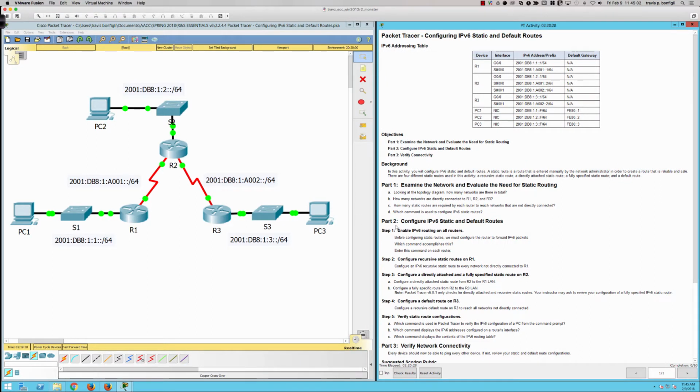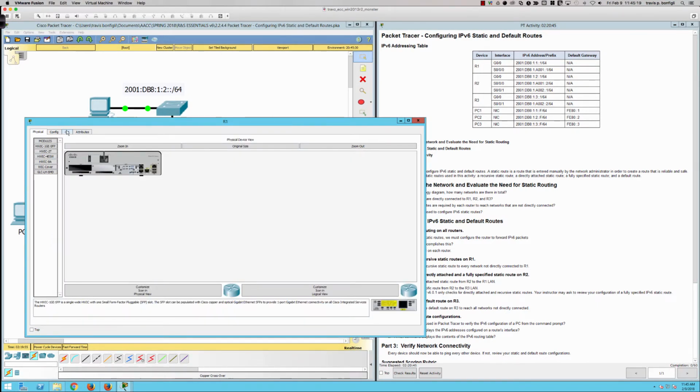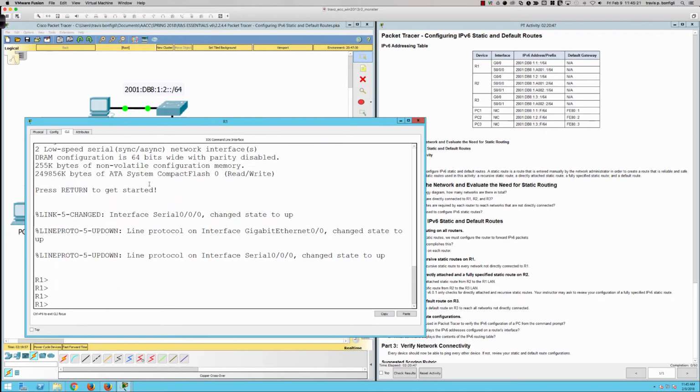So here we go, part 2. Again, this is almost a carbon copy of what we did on Packet Tracer 2.2.2.4 with IPv4. We're just using IPv6 now. So enable IPv6 routing on all routers. Let's pull router 1 up, and let's get to the CLI. And what is the command?